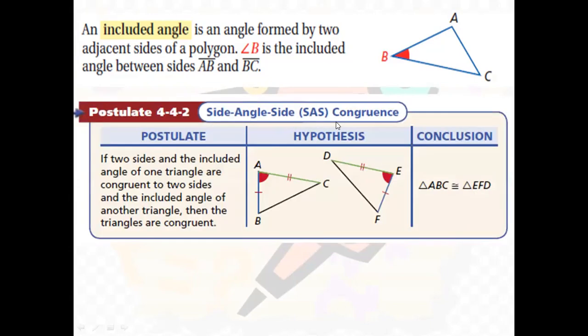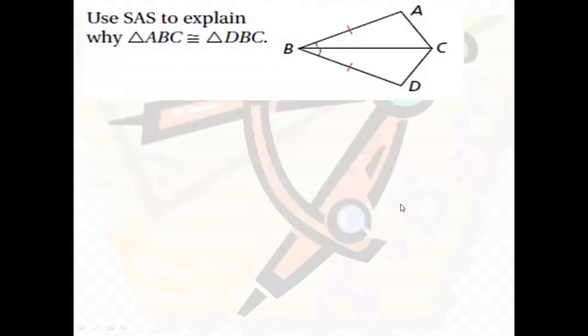Now, what does the SAS property say? It says that if two sides and the included angle of one triangle are equal to the congruent sides and the included angle of the other triangle, that means both of the triangles are congruent. So this is what the SAS property says. Let's look through an example of how it is going to be.